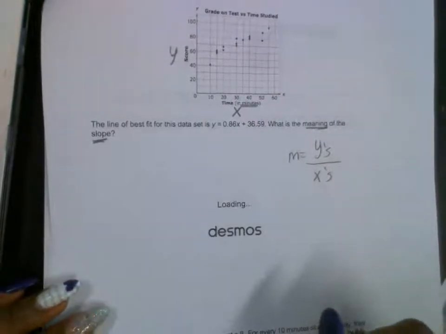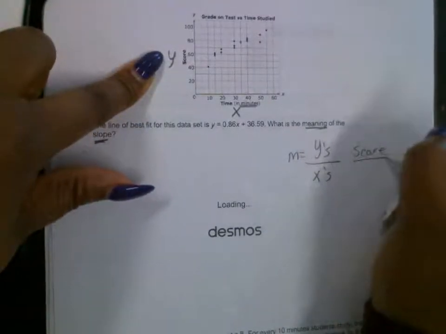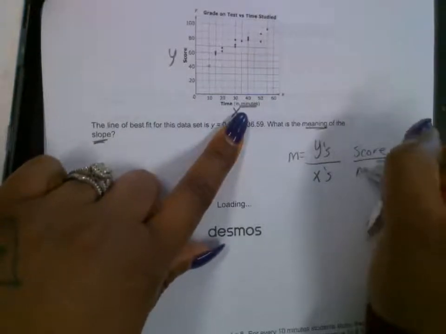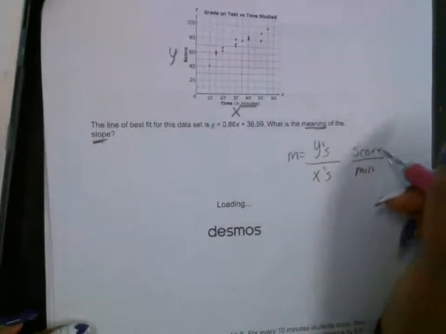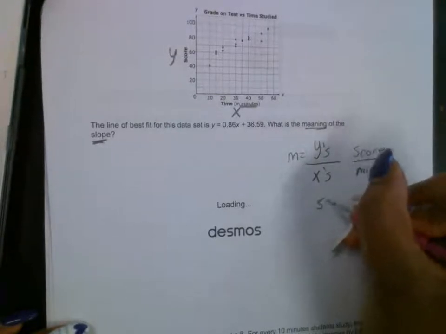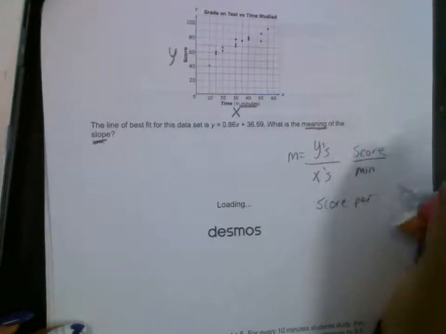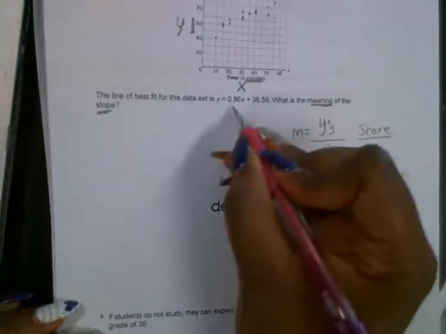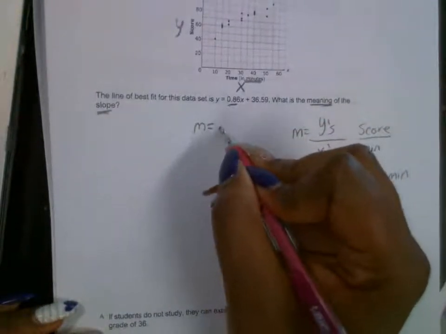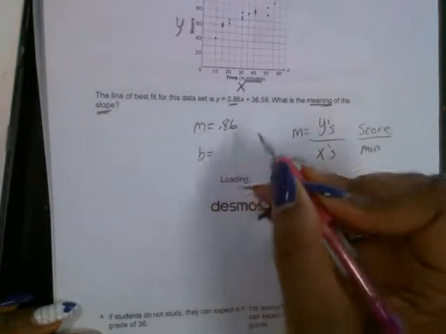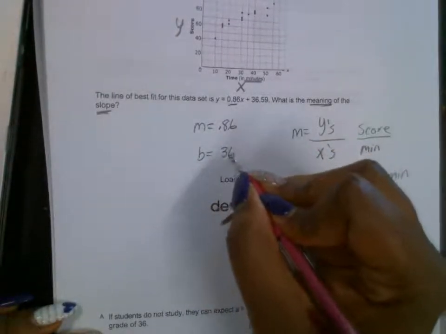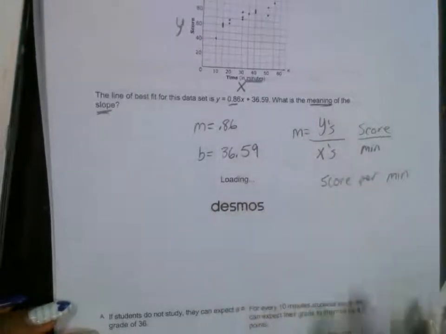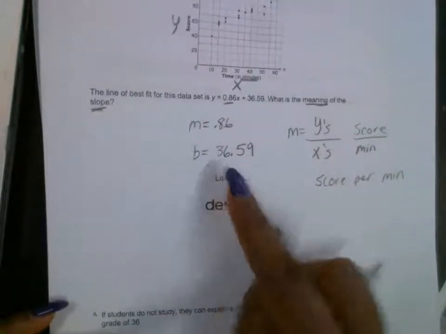So when you read it, it reads like this. Your y is your score over your x is your minutes. So this is your score per minute. So you read it as your score per minute. Okay? All right. So that's what you do here. So my M here is 0.86 and my starting amount here is 36.59. So your starting amount is about 36.